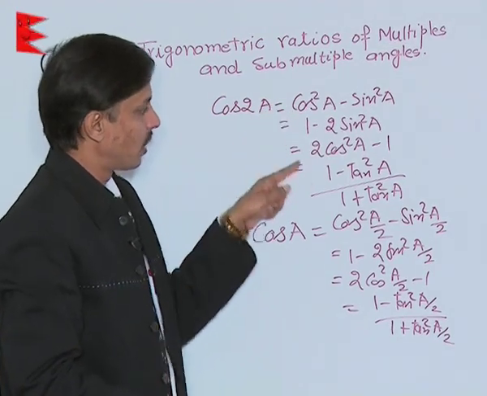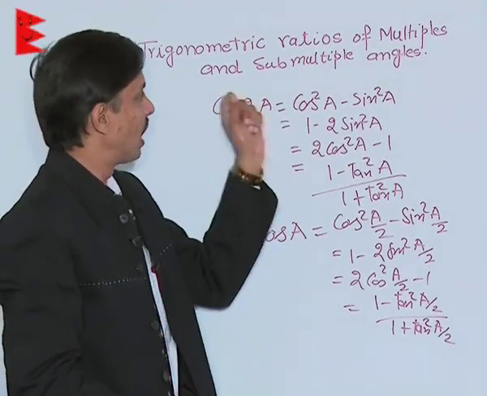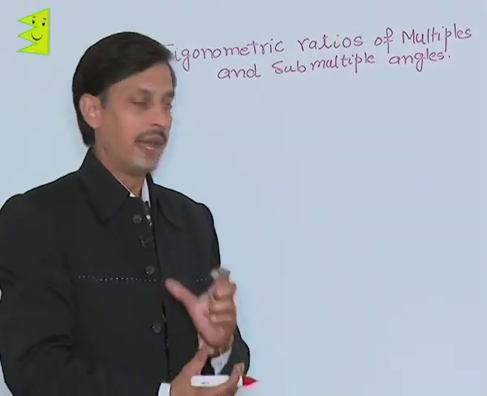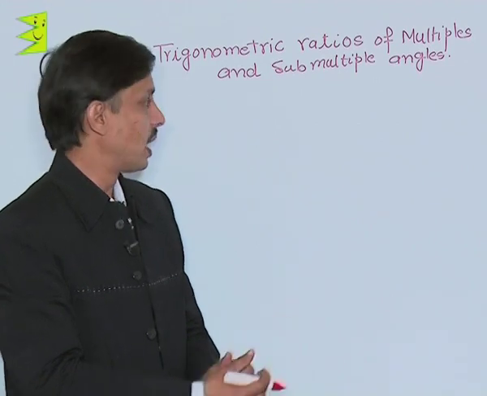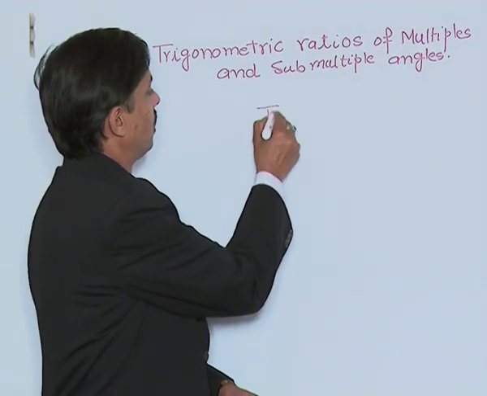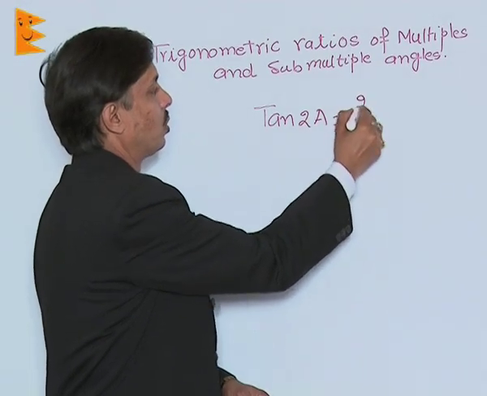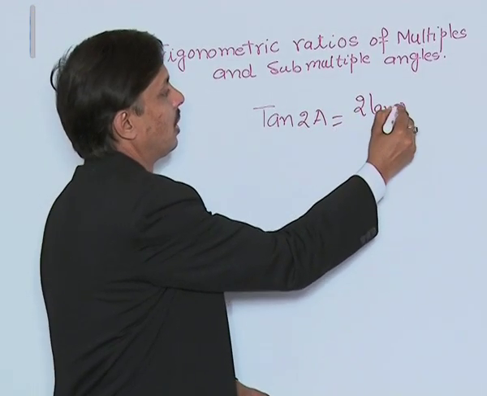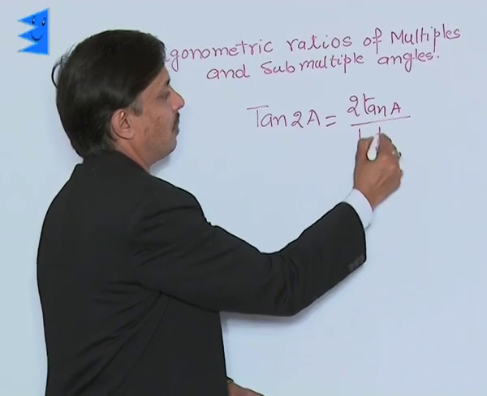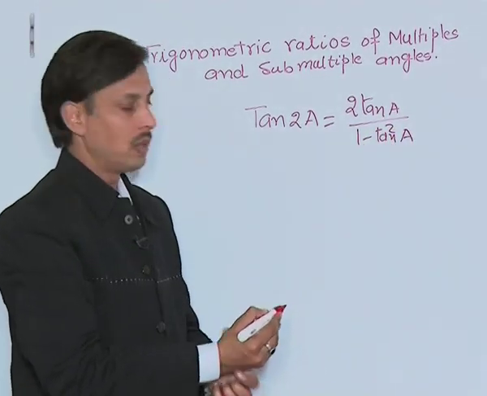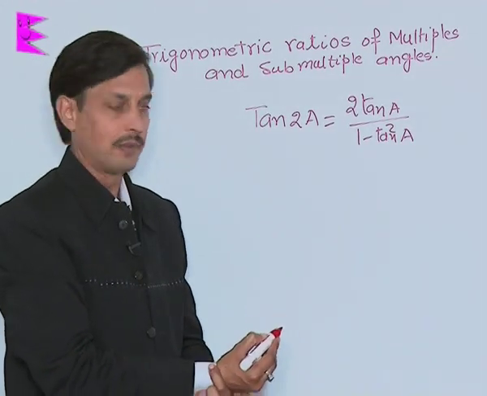These results are very important when we apply them to solve problems. Next result, which is again important and required for this chapter, is tan 2A. It is equal to 2 tan A upon 1 minus tan square A. Now again a question: how has this result come?